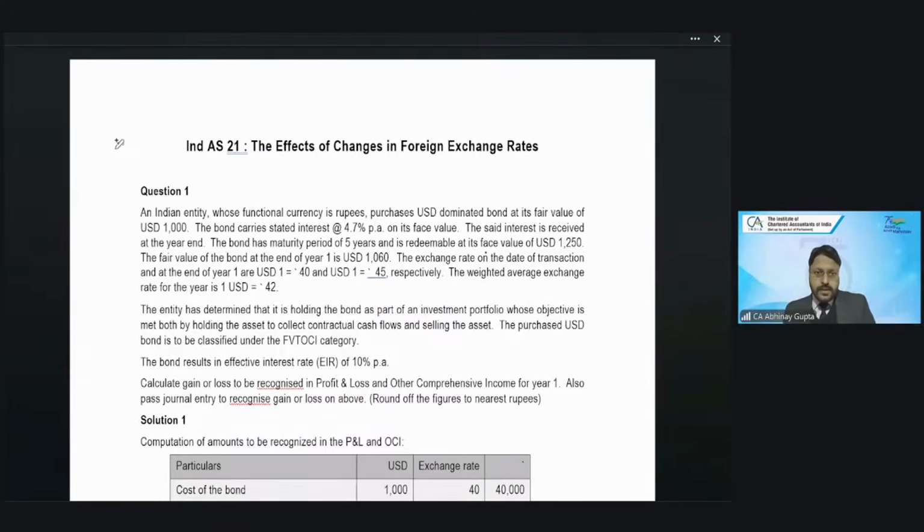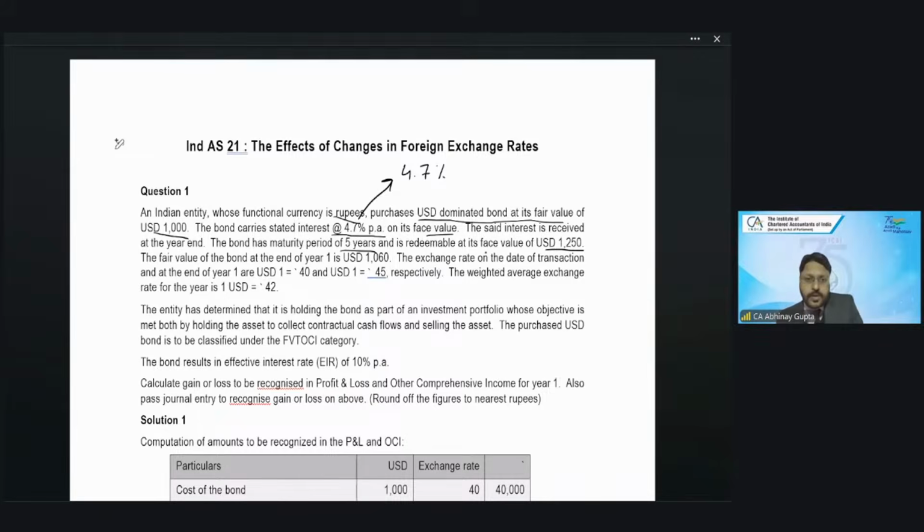So question number one for Ind AS 21. An Indian entity whose functional currency is rupees purchases a USD denominated bond at its fair value of USD 1000. The bond carries stated interest at the rate of 4.7% per annum on its face value. The said interest is received at the year end. The bond has a maturity period of 5 years and is redeemable at the face value of 1250 USD.